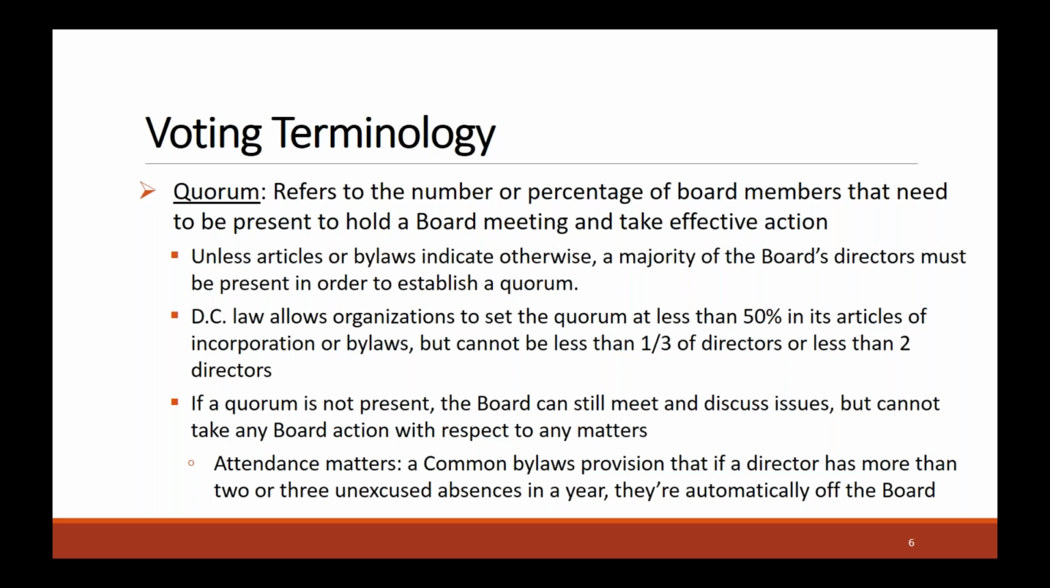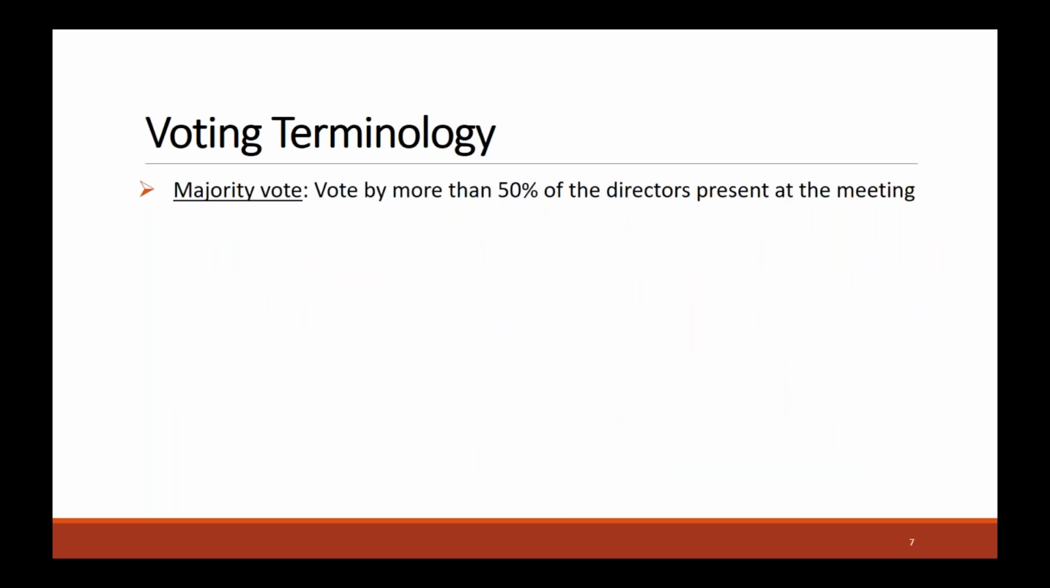And it also communicates to board members, especially new board members, that attendance is important. So especially if you're going to be setting a high quorum threshold, if you're finding that you're having trouble meeting your quorum, you can think about ways to improve board attendance, and this bylaw provision requiring attendance is one way to do it. So let's talk about voting.